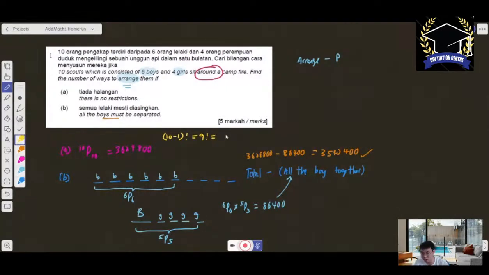So this is 9 factorial. We get 362,880. So this thing here, I will have to change. Okay, let's say I keep this here.